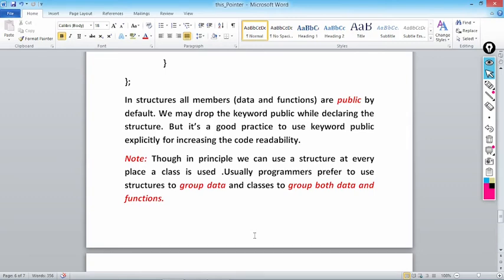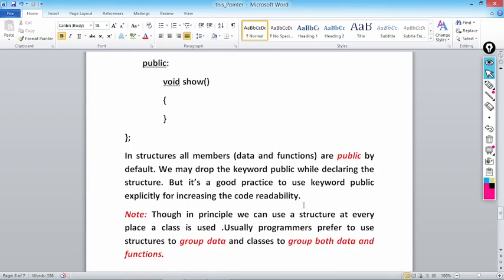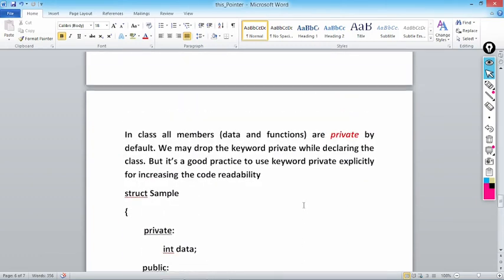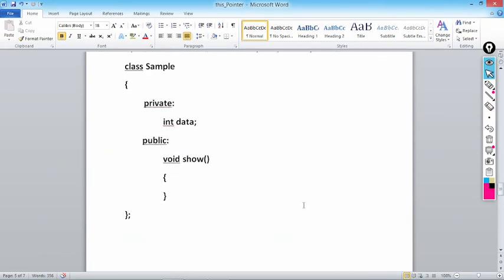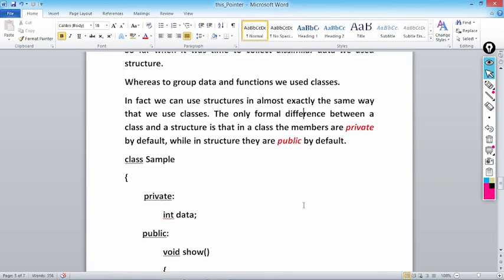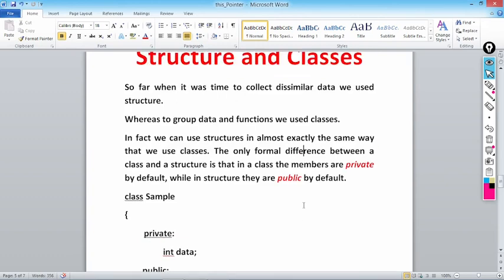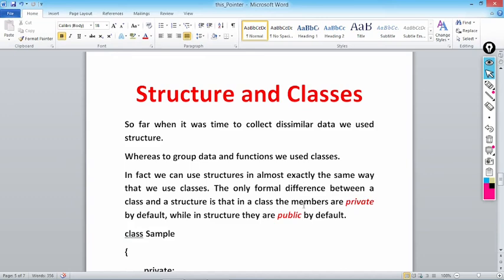To keep the data secure from outside interference, that is why this private, public and protected comes into the picture. Usually programmers prefer to use structure to group data and classes to group both data and functions, but it's not a rule; you can use structure in place of classes. Any doubt you can ask me, otherwise we will move further.